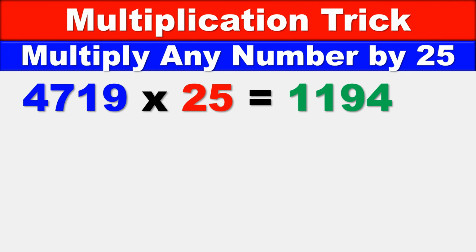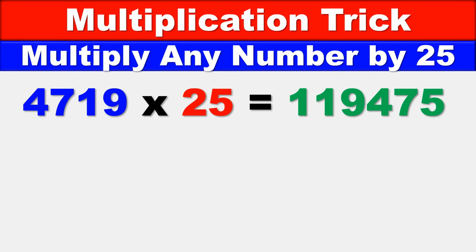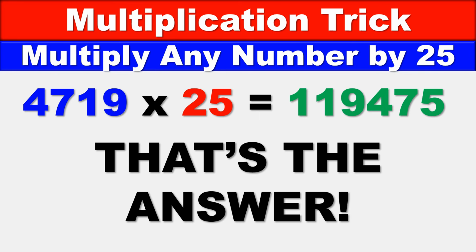And since 4,779 divided by 4 will result in a remainder of 3, this means we have to put a 75 at the end, which means that 4,779 times 25 is 119,475, and that is the answer.